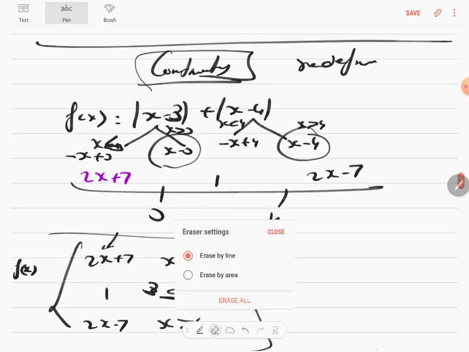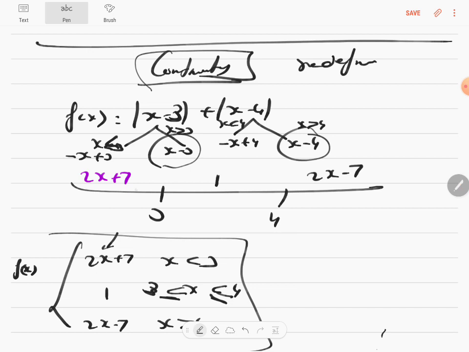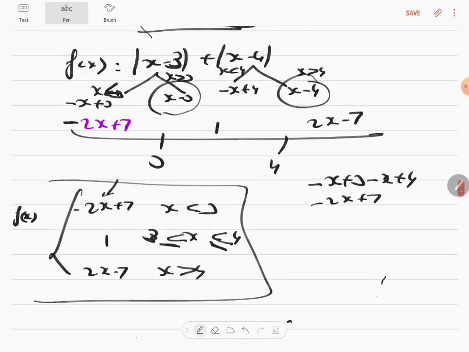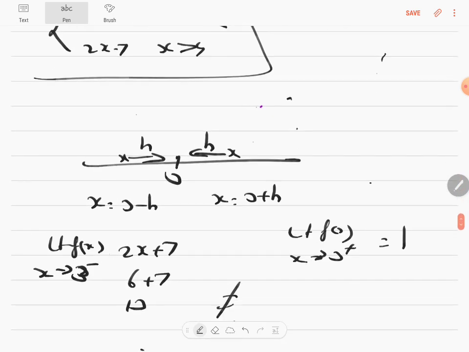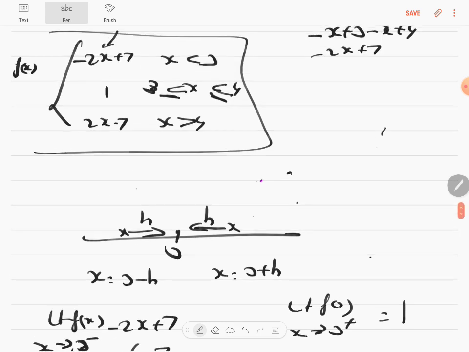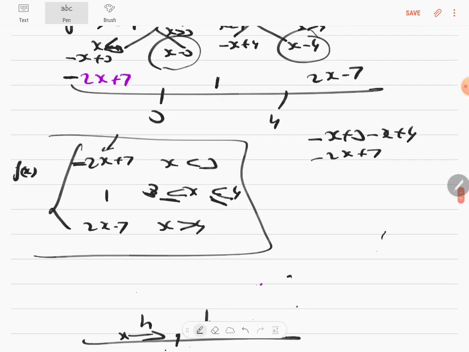When x is less than 3, this is negative and that is also negative. So minus x plus 3, minus x plus 4. So minus 2x plus 7. So it's minus 2x plus 7. I made that mistake. It has to be minus 2x plus 7. So when you directly substitute, it becomes minus 6 plus 7. It becomes 1. Everything is sorted. Left hand limit is equal to right hand limit. Sorry guys, I made a calculation mistake here. The redefining was wrong. So I hope you all understood.